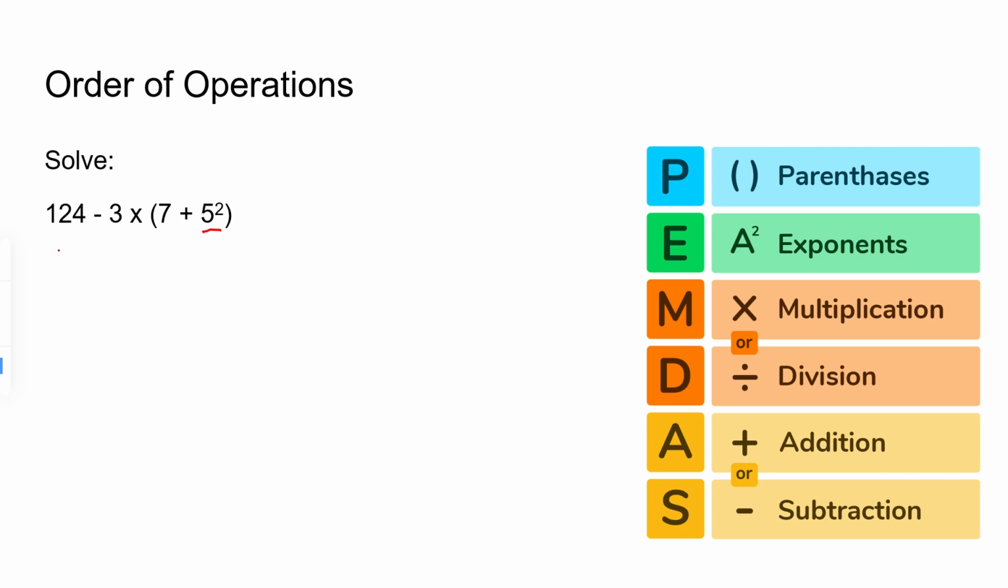I just like to rewrite what I'm doing and keep track of my steps. 3 times 7 plus 25. Now we still have to solve what's in the parentheses to eliminate the parentheses. So we're going to tackle this next. So that becomes 124 minus 3 times 7 plus 25, 32.